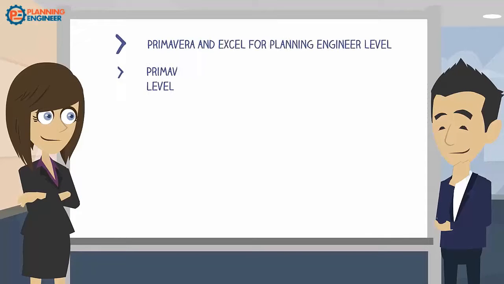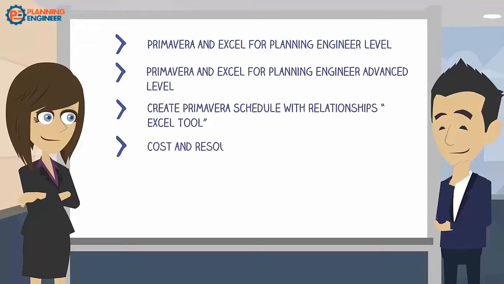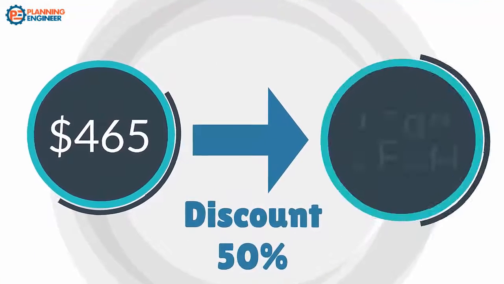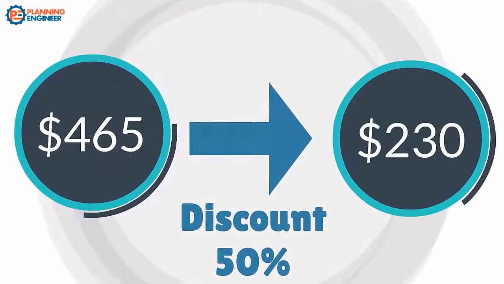Package 1 contents: Primavera basic level course, Primavera advanced course with 3 Excel tools, and top 50 tips and tricks for Primavera. Only $230 instead of $465 with 50% discount.